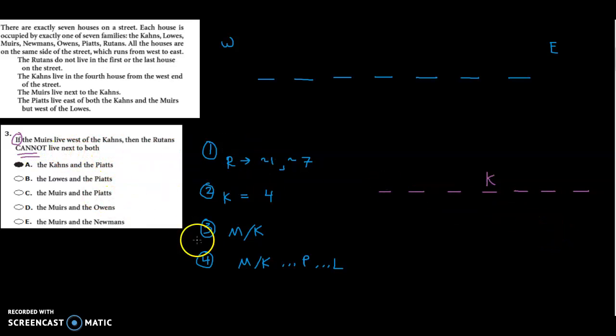All right, so from rule number 2, we know that the K's have to be on space 4. And rule number 3 says M needs to be next to the K's, but that, of course, could be either on space 3 or on space 5. But in this case, since it says if we do a scenario where the M's live west of the K's, west being in the leftwards direction, that means I could put M right here.